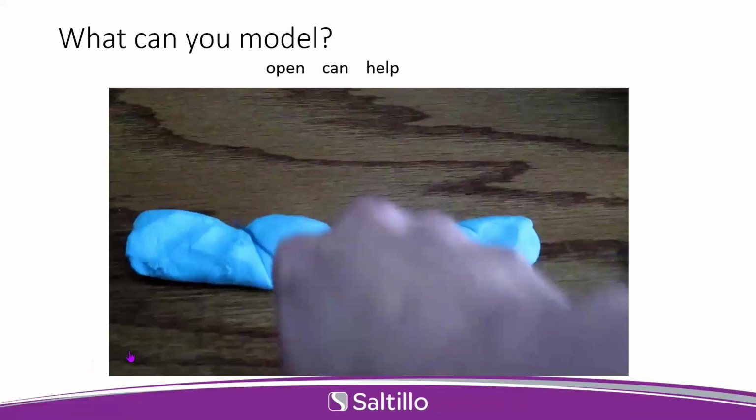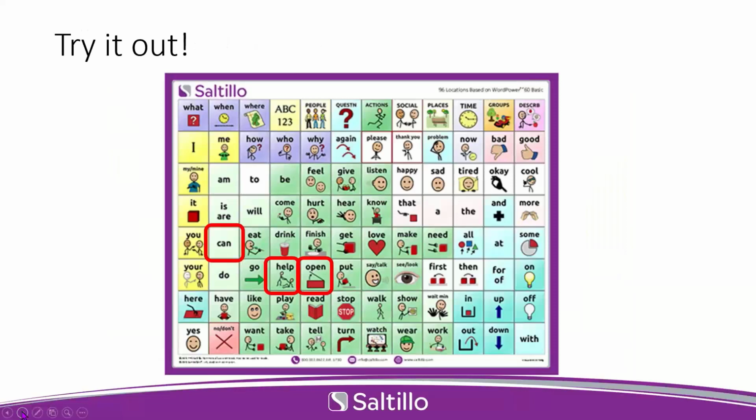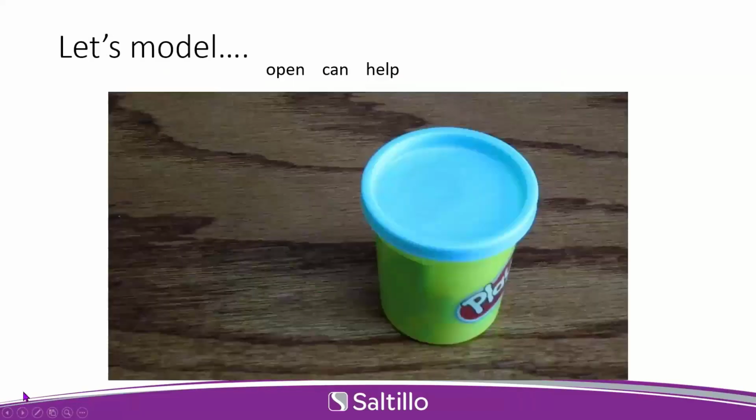Okay, so hopefully you've jotted down things, a little script of what you might be able to say. I see in the chat window we've got a few ideas. So let's find open, can, and help on our LowTech board or device and try modeling what you scripted as we watch the video again. So if you're using that LowTech board, here are the 3 target words: can, help, open. And let's go back and watch that video again and use your LowTech board or device to model.